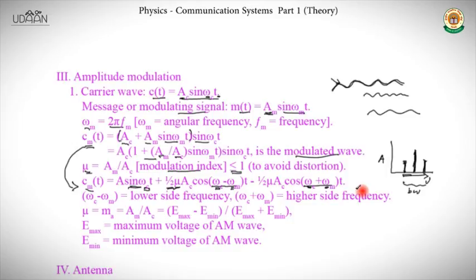We also call them the sidebands. This is basically the total bandwidth of the amplitude modulated wave, the AM wave. So this gives us the total wave equation of the AM wave. Here omega_c minus omega_m is the lower side frequency, and similarly omega_c plus omega_m gives the higher side frequency. So they are the sideband frequencies. The difference between them gives us the bandwidth.